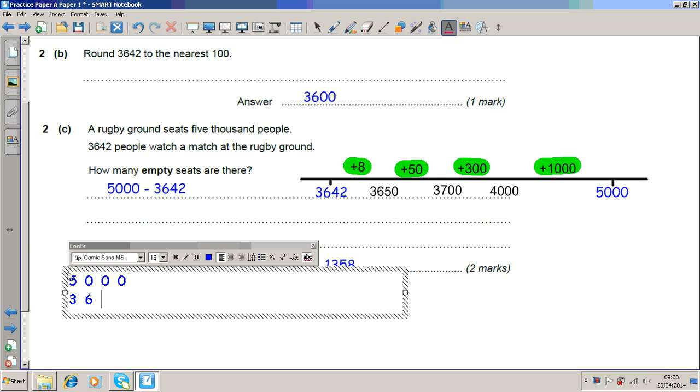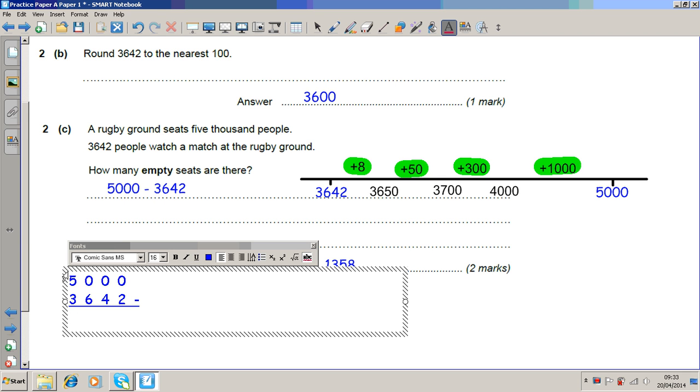However, you need to be good at this method if you're going to use it, because that's quite a tricky sum to do using that way.